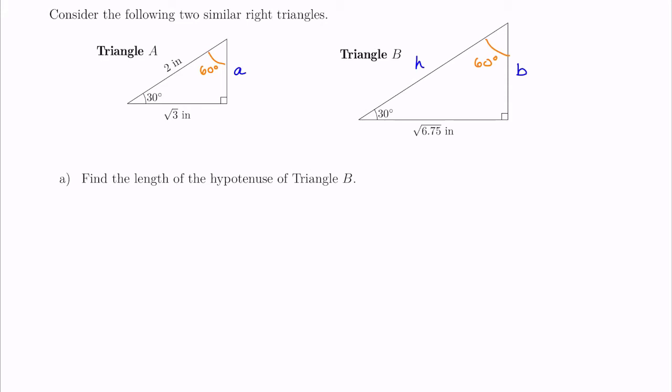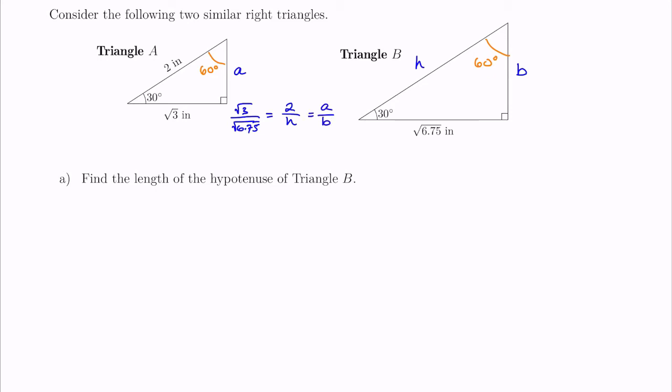What it means for these triangles to be similar is that the ratio of any two side lengths for corresponding sides between the two triangles must be the same. So, in other words, if I take the length of the base of triangle A and compare that to the length of the base of triangle B, that ratio will match the other comparisons that are possible. So, the square root of 3 compared to the square root of 6.75, that ratio will be the same as when we compare the hypotenuse from each triangle. So the square root of 3 over the square root of 6.75 will equal 2 over h. And similarly, this will equal also the ratio of the heights of the triangles, a compared to b, or a over b.